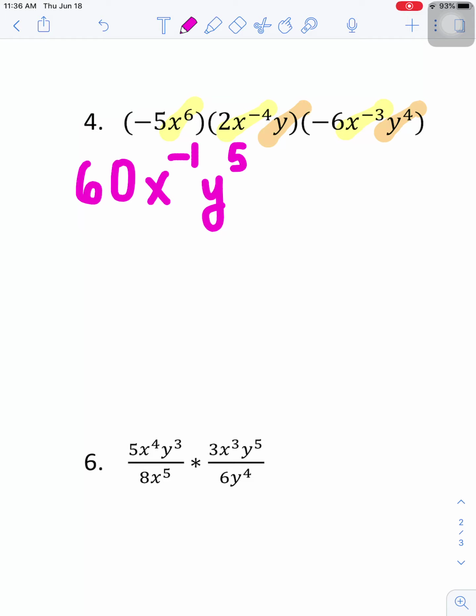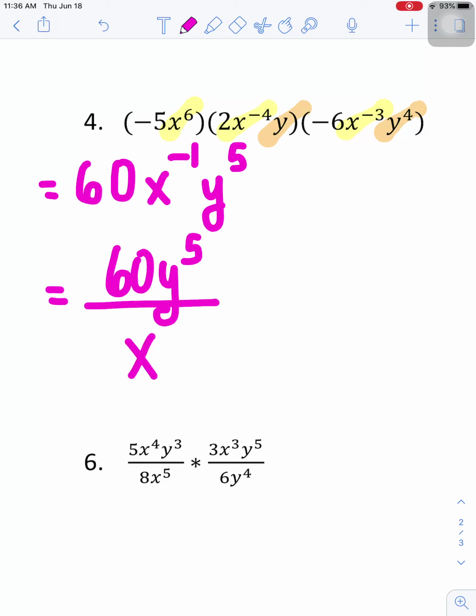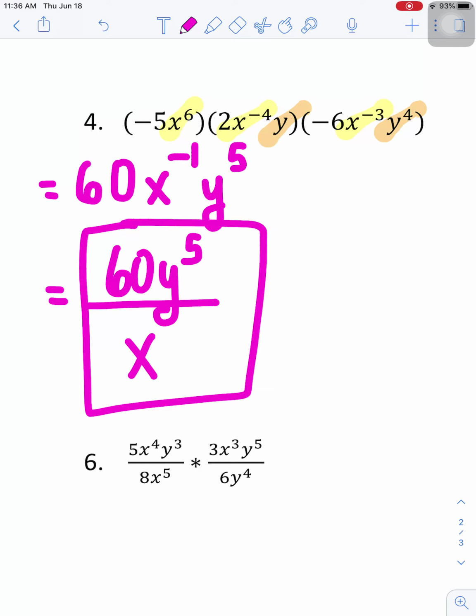Now, in this particular problem, you don't want to leave any negative exponents in your solutions. So our x to the negative 1st, we know that we could rewrite that as a positive exponent by moving it into the denominator. So we would end up with 60 y to the 5th all over x.